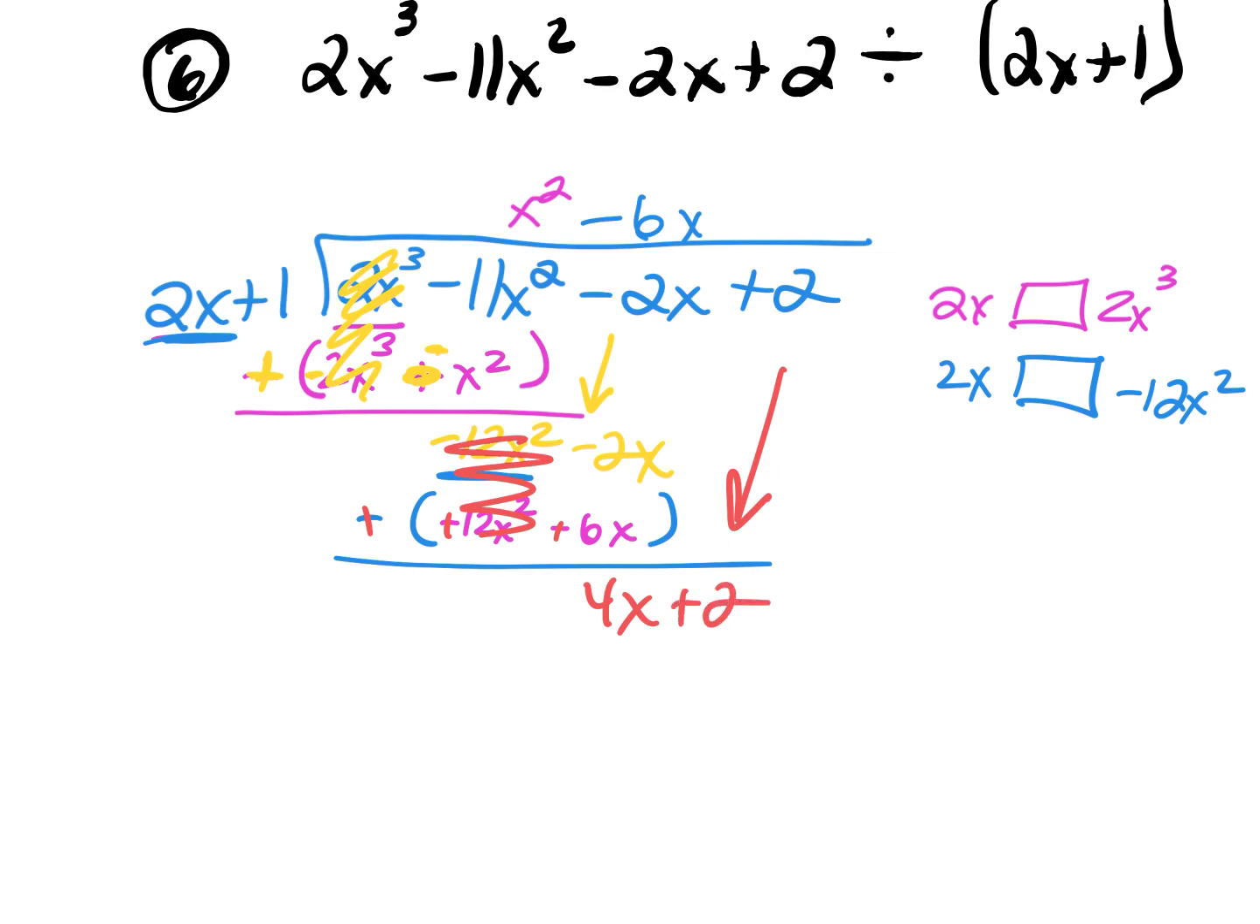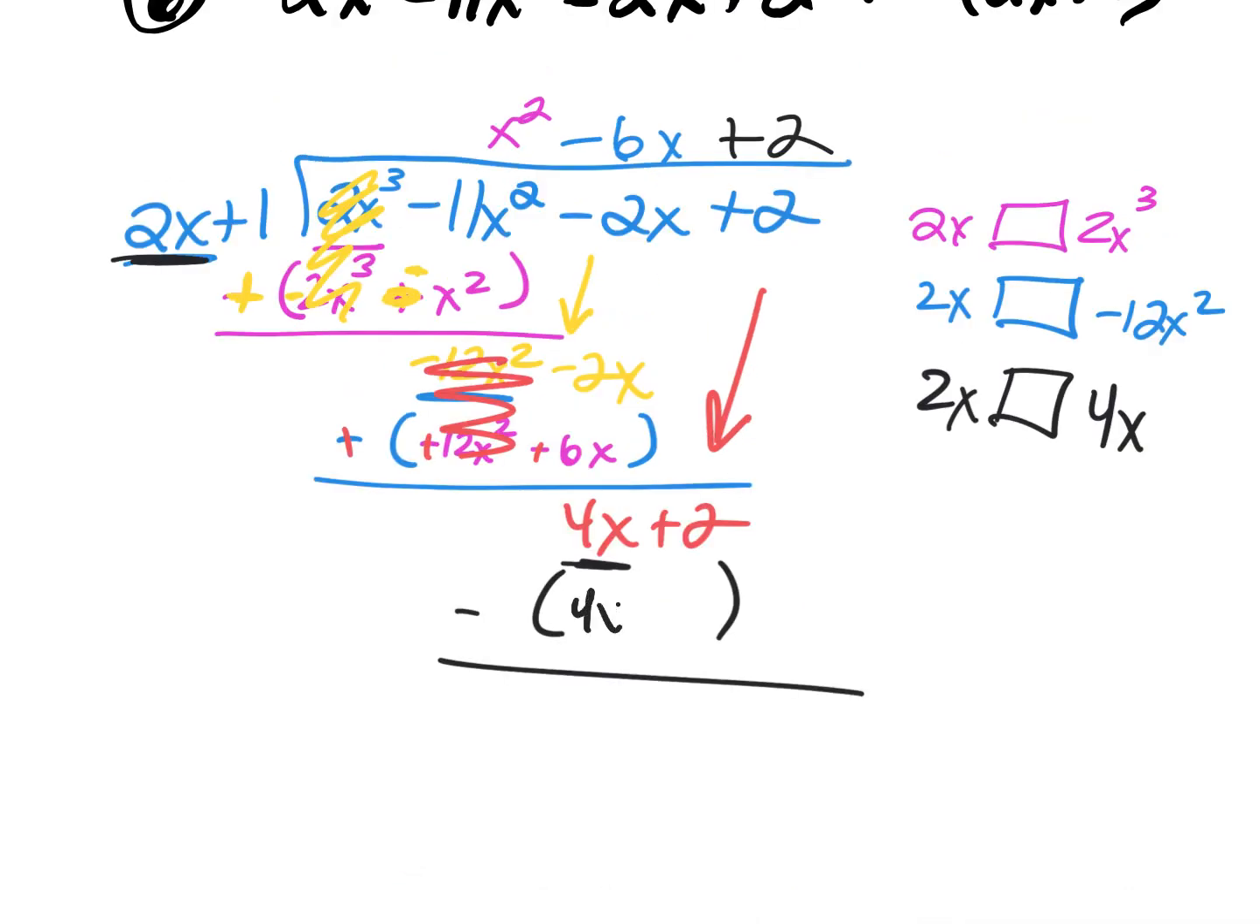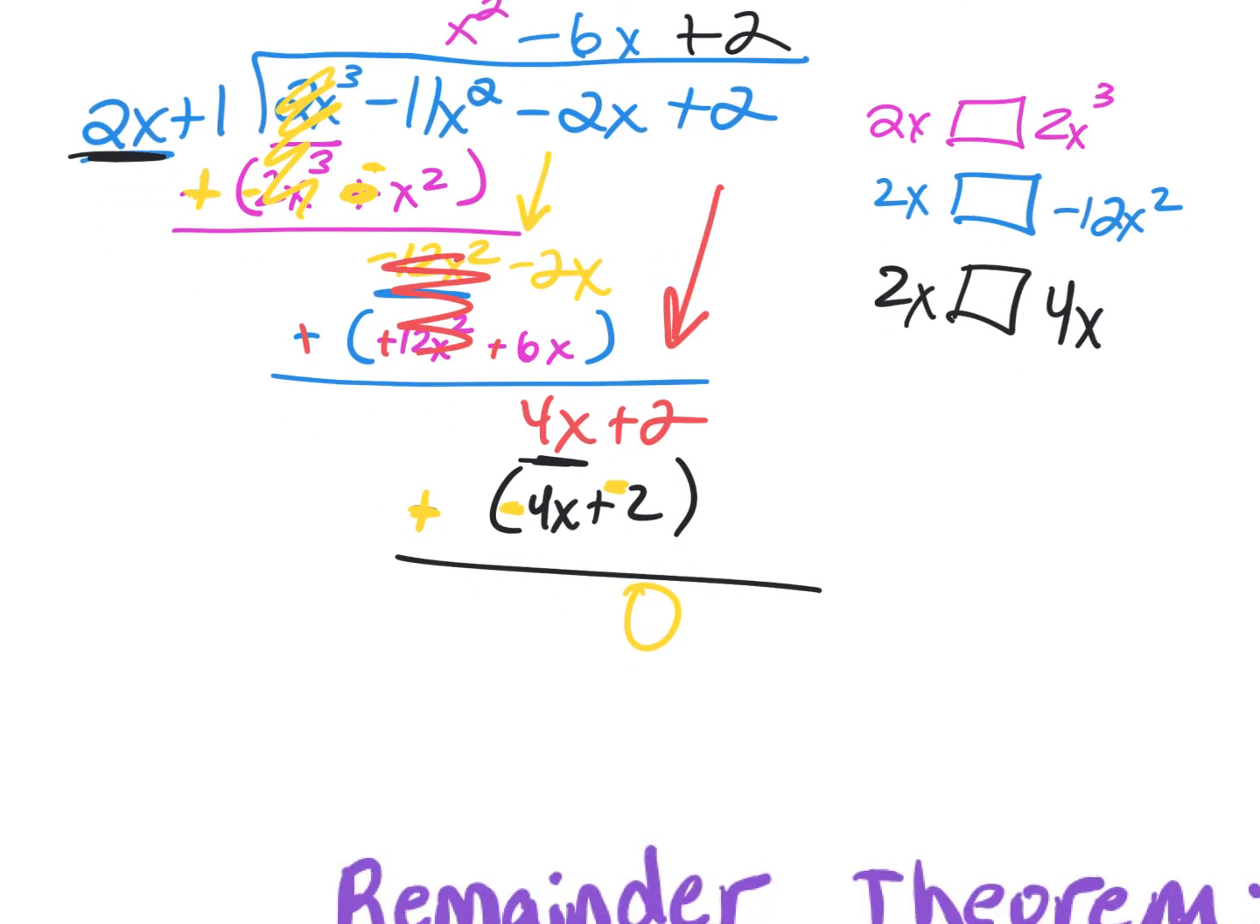And then what do I do? Bring down the 2. And we do it what? Again, first term into first term. 2x times what gives me 4x? So plus 2. Get your subtraction ready. Now when we multiply, 2 times 2x is 4x. 2 times 1 is 2. Before I subtract, what happens? Change. Well, this one's nice and pretty. What happens with positive 2 and negative 2? It cancels. What happens with 4 and negative 4? It cancels.